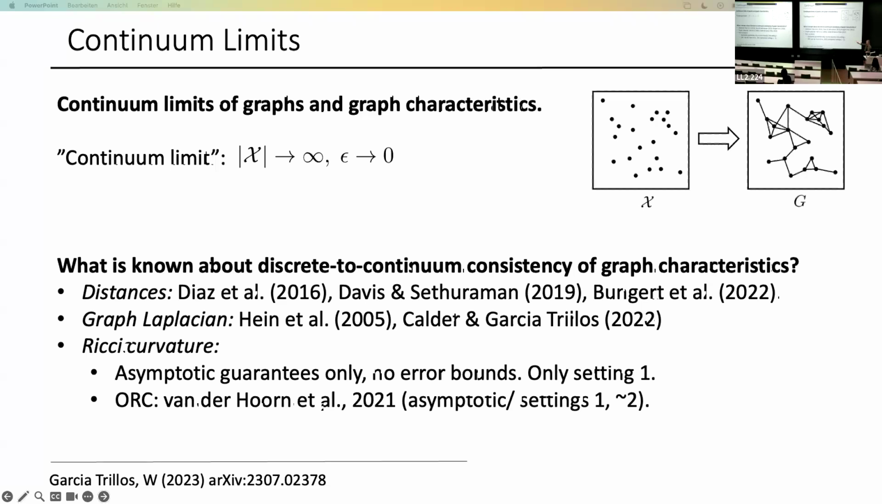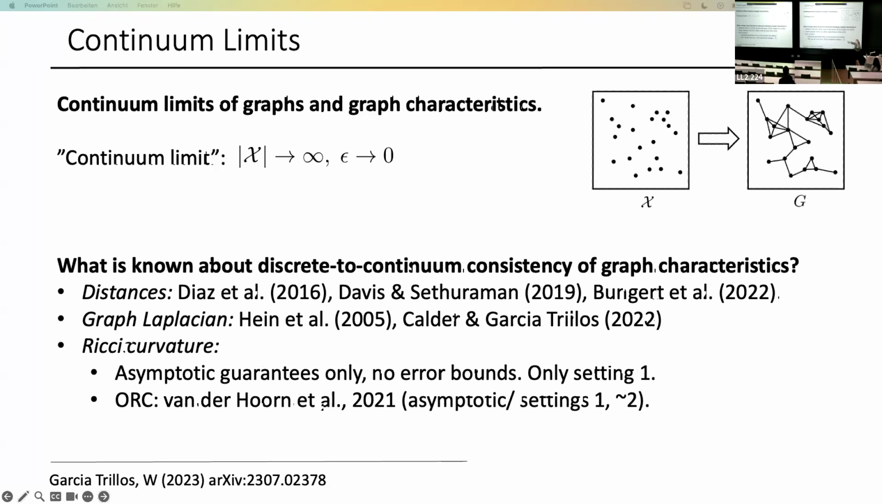For instance, if you compute the spectrum, is that in some way consistent with the Laplace-Beltrami operator? There's some nice work on this, for instance, by my co-author Nicolas Garcia-Trillos, who has done really nice work on studying that for the graph Laplacian. For the curvature, this problem has really been understudied.